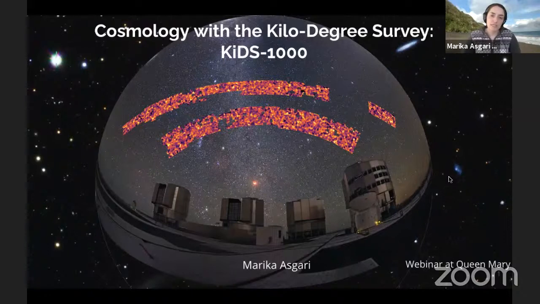KiDS is a weak gravitational lensing survey, so it's a probe of the large-scale structures. We analyzed the weak lensing data, but we also combined it with spectroscopic data from other surveys to set tighter constraints on cosmological parameters. And here I will show you some results from our recent analysis.